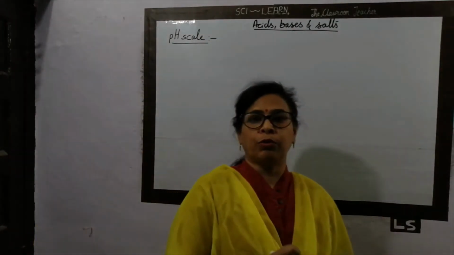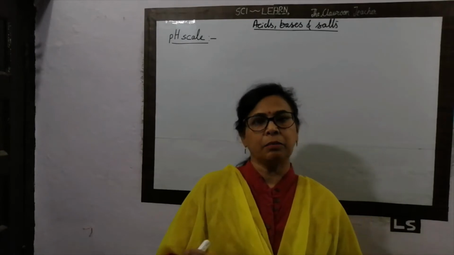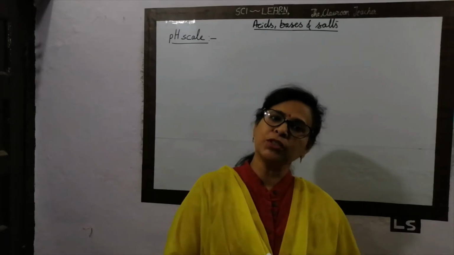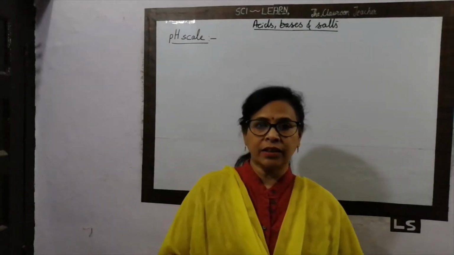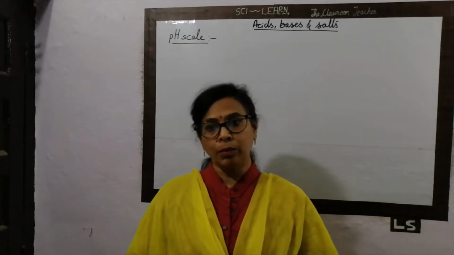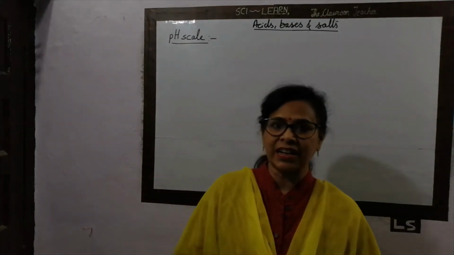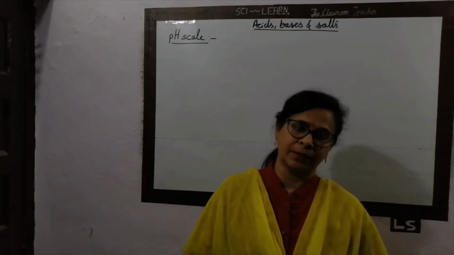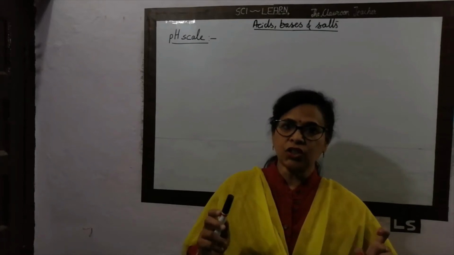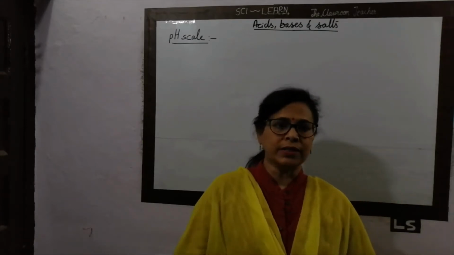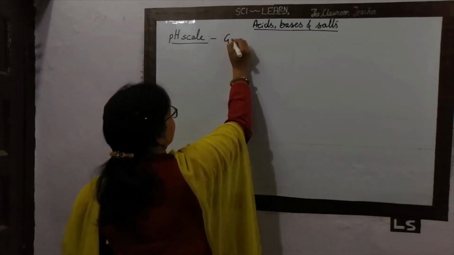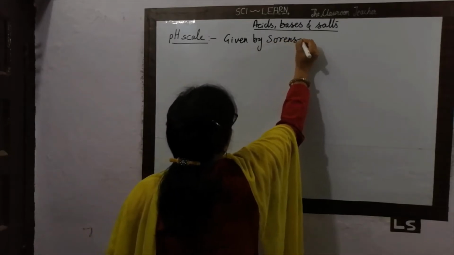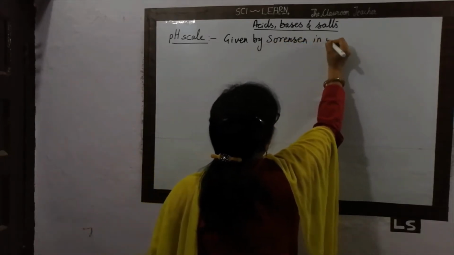The pH scale actually provides us knowledge about acidic, basic and neutral solutions. It is a range from 0 to 14 which gives us information about whether a substance is acidic, basic or neutral: more acidic, more basic, strong acid, strong base, weak acid, weak base, etc. This range was given by Sorensen in the year 1909.